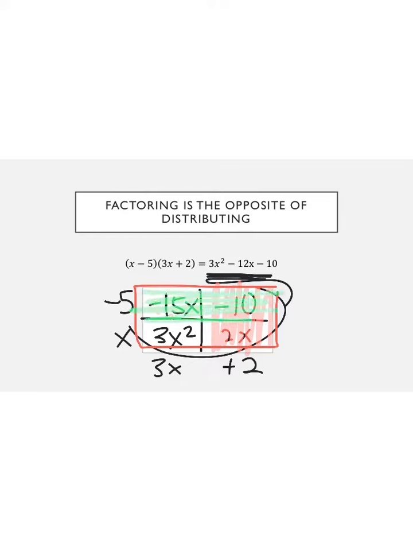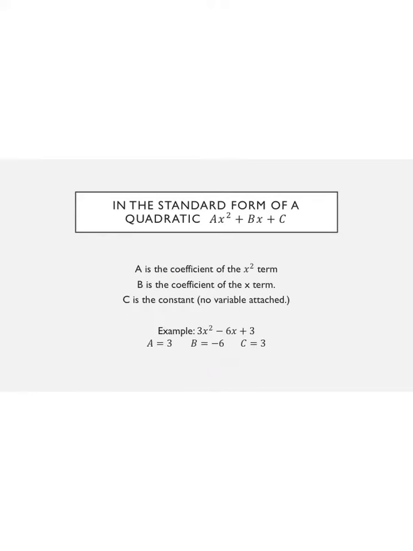So we're going to go backwards. Instead of multiplying negative 5 times 2 to get negative 10, we're going to go backwards. That's how we're going to find the factors. Well, some of the things we need to know in general.